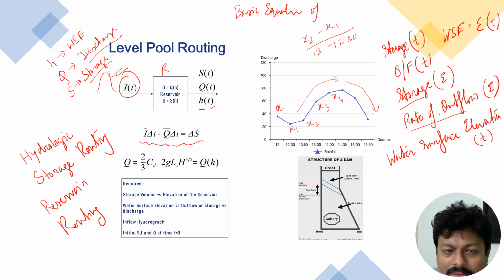So actually what is happening is, it shows that if you deduct the average of outflow from the average of inflow for a certain duration del T, then you will get del S. Del T means the change in time, T2 minus T1, okay? So this is actually from the law of continuity.